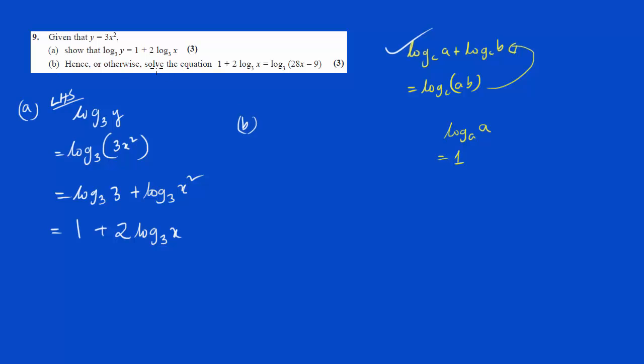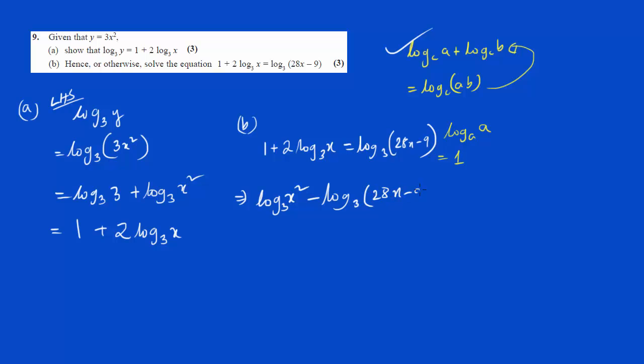This time we have to solve it. There is no right hand or left hand. It's one equation. So it is 1 plus 2 log base 3 x equals to log base 3 28x minus 9. This is the equation that we have to solve. The first thing we have to do is bring all the logarithms on one side and all the numbers on the other side. So let me write this as log base 3 x squared. Remember, this 2 can be written here as a power, minus, I'm bringing this logarithm to the left hand side, log base 3 28x minus 9, and on that side we have minus 1.